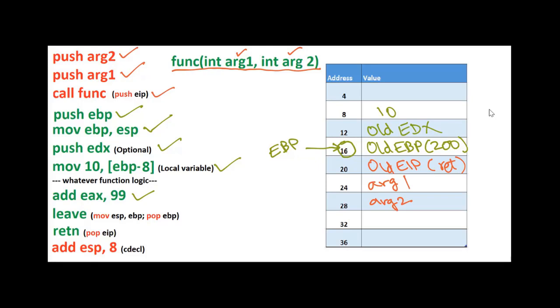ESP was, let's say, originally pointing here. Now ESP will point to EBP, which is 16. And now we are popping EBP from the stack. When you pop EBP from the stack, it will no longer be pointing to 16, but it will be pointing to 200. Let's say it's somewhere down here, right? So ESP is pointing to 16, EBP is pointing to 200.